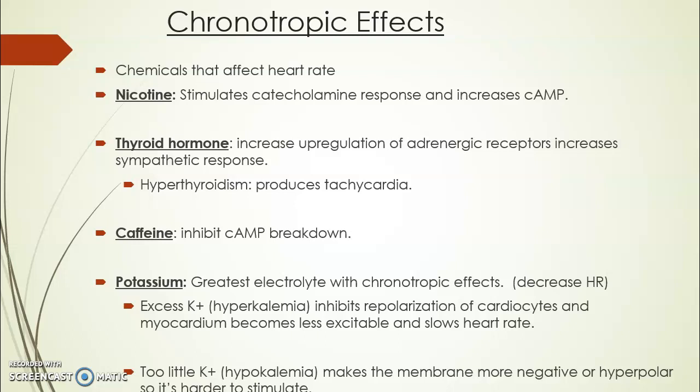Now, some chronotropic agents that affect the heart are going to be nicotine, thyroid hormone, caffeine, and potassium. Now, these are going to stimulate the heart rate or make the heart beat faster. Nicotine obviously is a stimulant. Caffeine is a stimulant. Thyroid hormone, remember, if we looked at how the mode of action for the thyroid hormone was all about the increase of metabolism. So these are positive chronotropic.